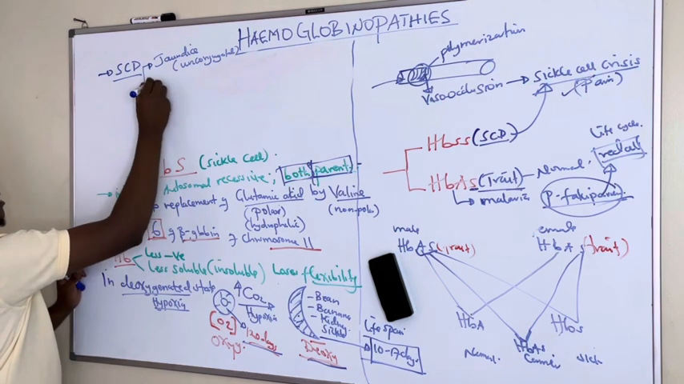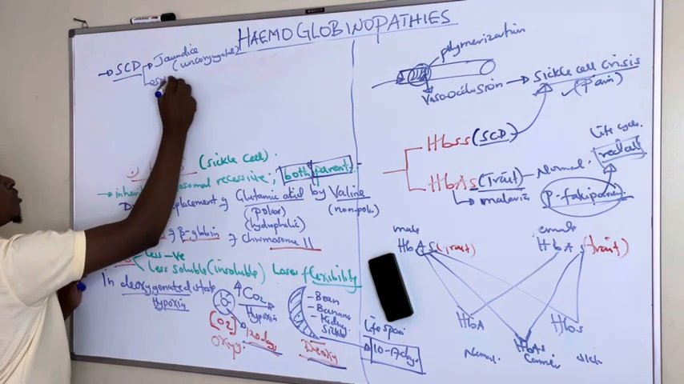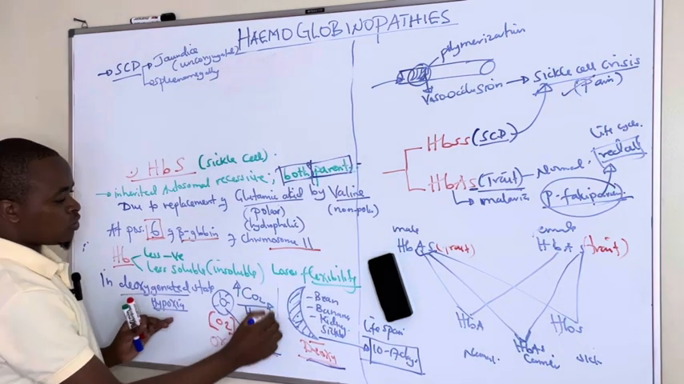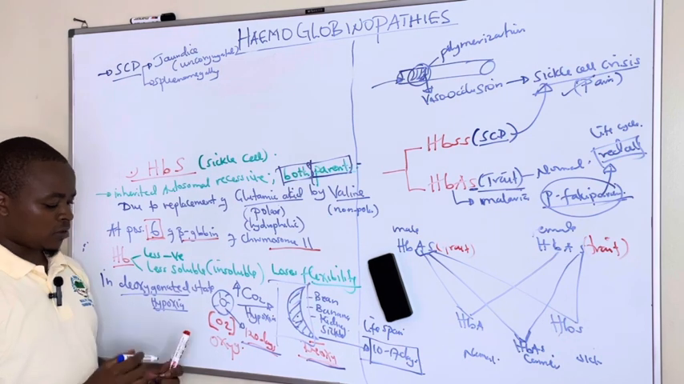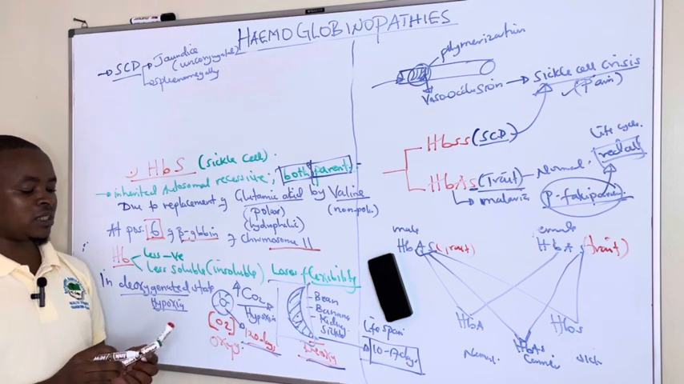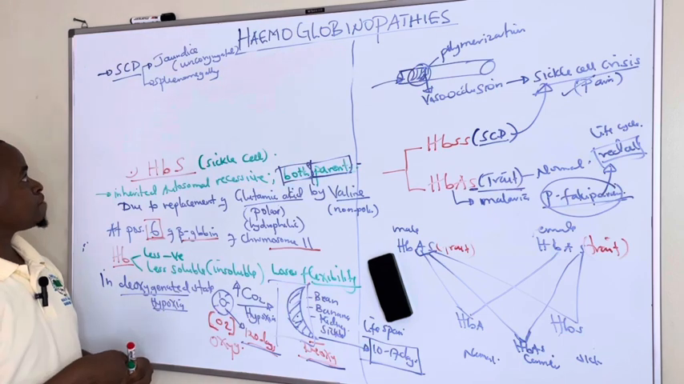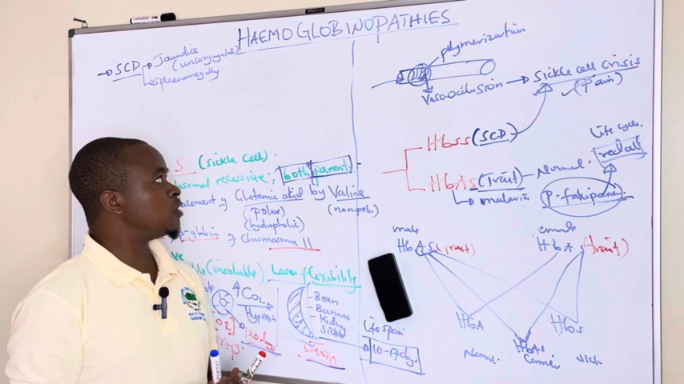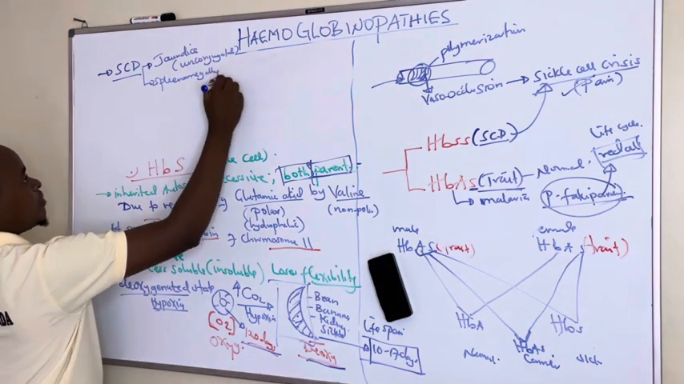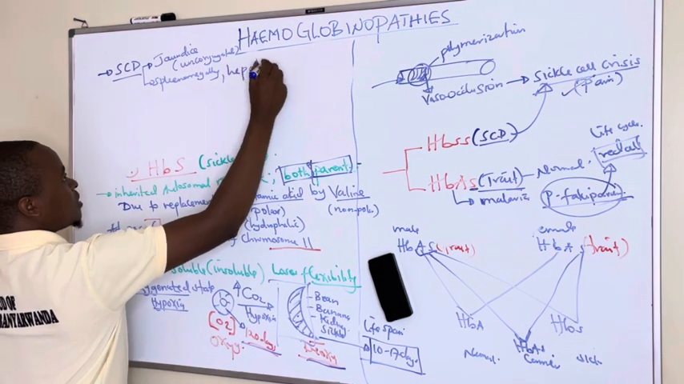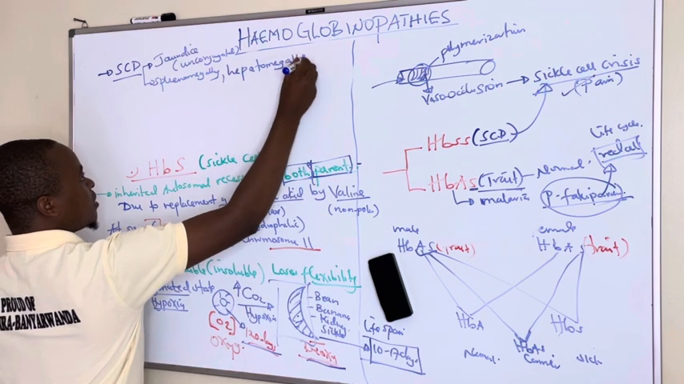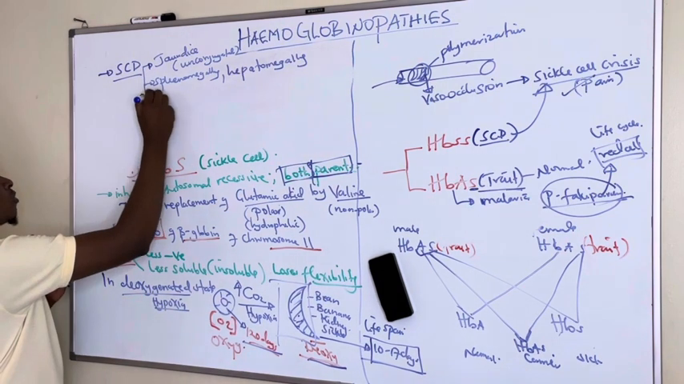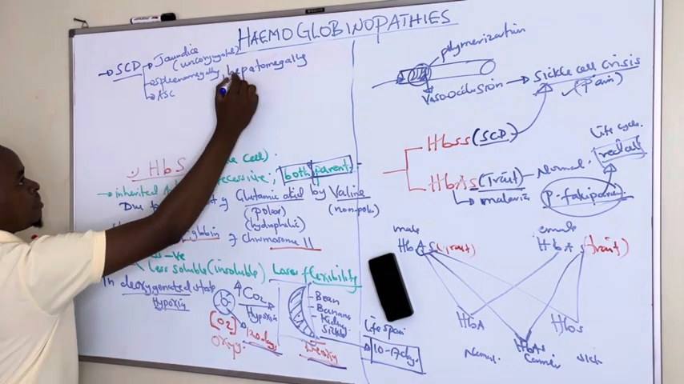We normally see these people with splenomegaly. Why? Because there is increased breakdown or destruction of these sickled cells, and because the spleen is overworking or overwhelmed, we see it undergoing hypertrophy. That's what we call splenomegaly, and even sometimes hepatomegaly, because the liver hepatocytes are involved. These people also end up with ascites due to the hepatomegaly.